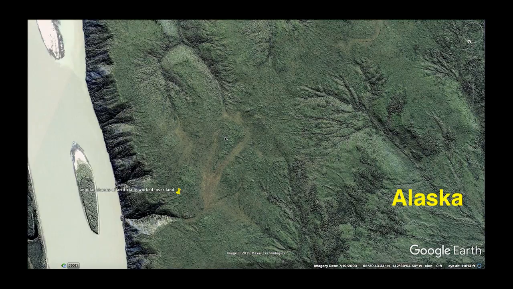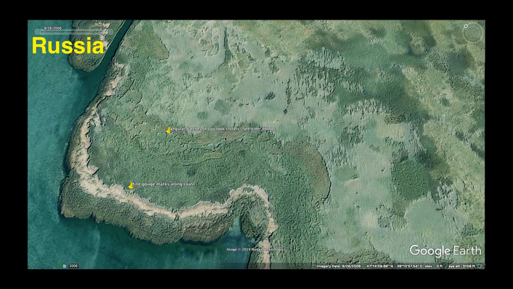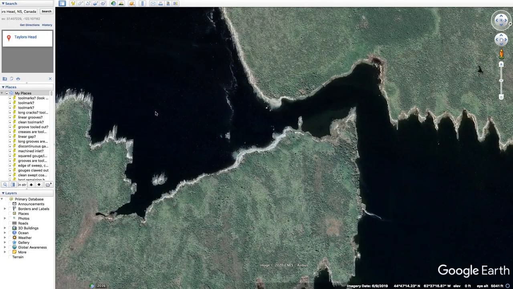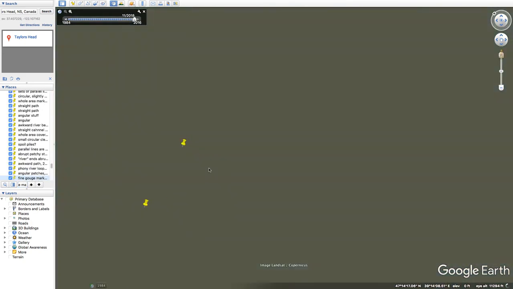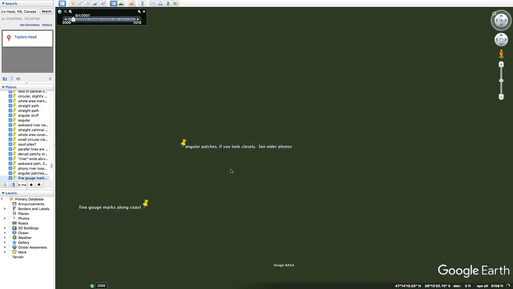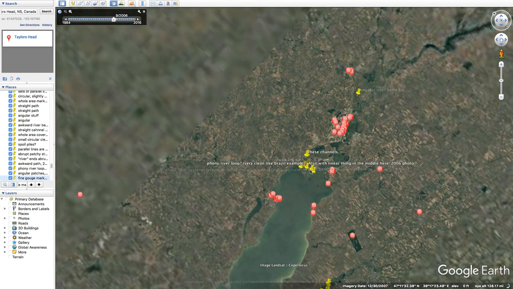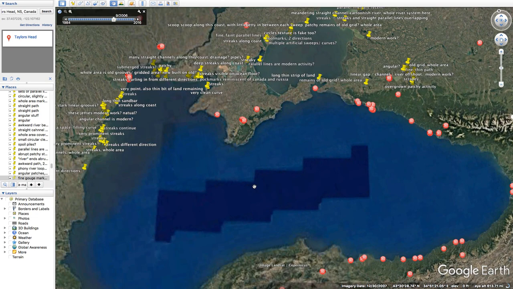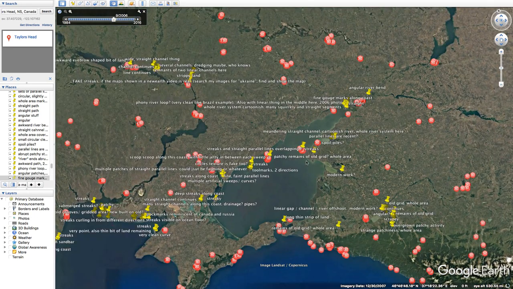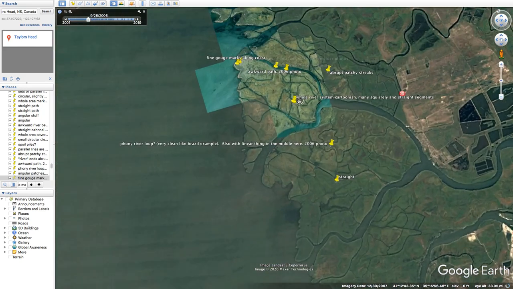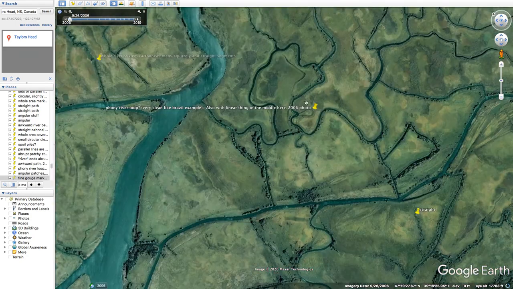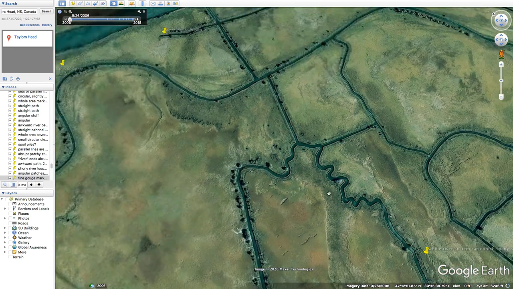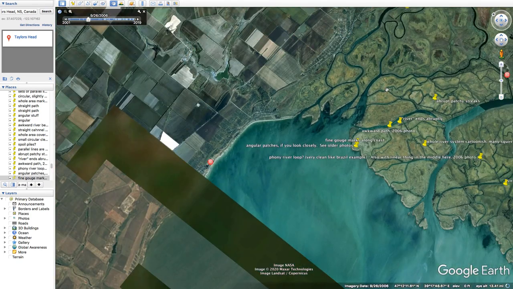So Russia and Alaska, I think, are the last two places I want to check out here. Fine gouge marks. So this area in Russia, which sea is this? The Black Sea or Caspian Sea, one of those, and it's back up here, I believe. Yeah, in this goofy river system, which is phony. I showed you this before. So just cartoonish goofy rivers. And then this whole area would be artificially sculpted, in my opinion.